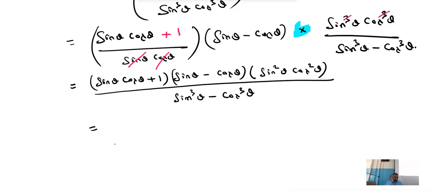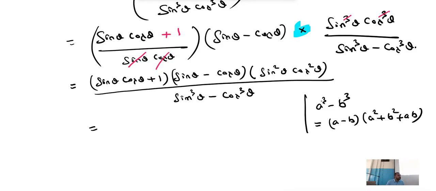Now sin theta cos theta, okay. The denominator is in the form of a cube minus b cube. Can we simplify them? I'll write the identity here. We know that a cube minus b cube, just now we have done, right? A cube minus b cube equals a minus b into a square plus b square plus ab. Can we apply this identity here? Please make it fast.